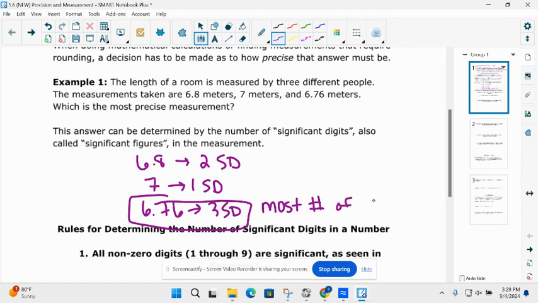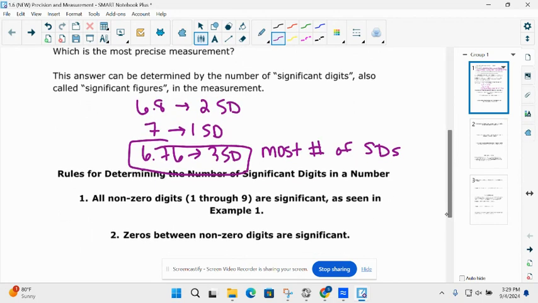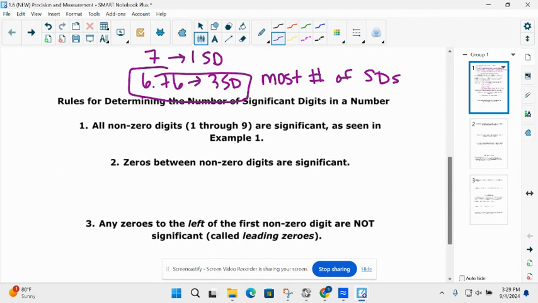There are several rules for determining the number of significant digits in a number, especially when to count zeros. The first and easiest rule is that anything that's not a 0, 1 through 9, is considered significant as seen above. So none of these are zeros, they all count as significant. Zeros that are between any non-zero digit are also significant.